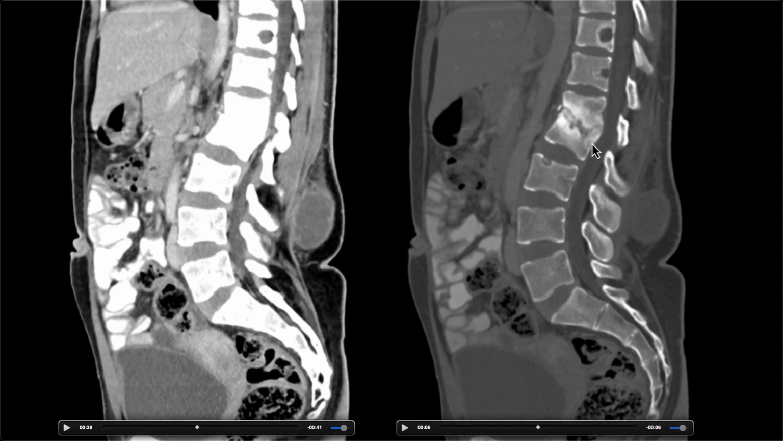So this is Pott disease related to tuberculous spondylodiscitis.